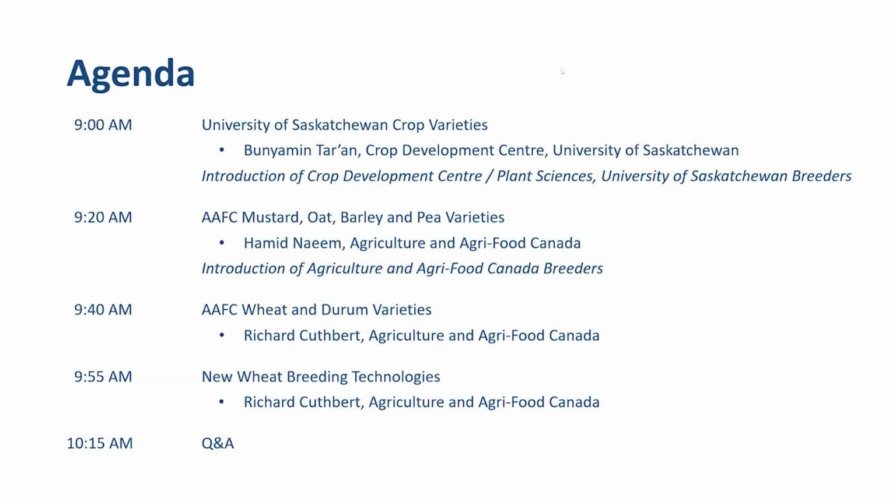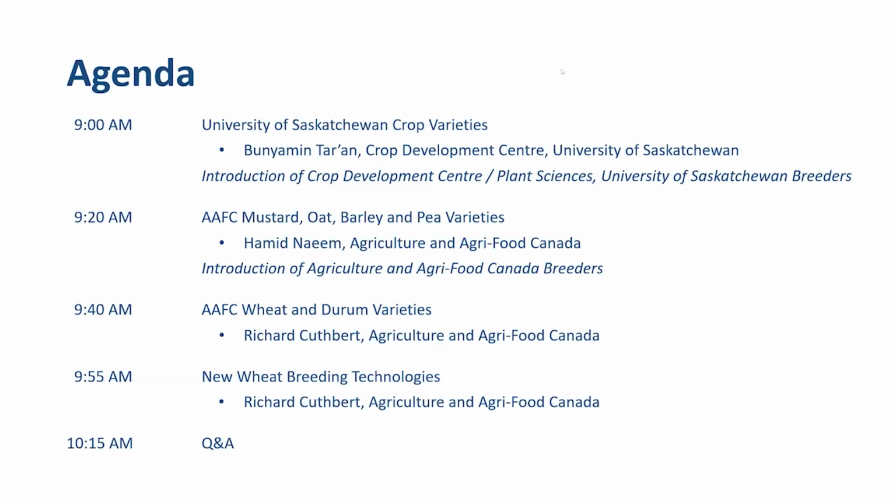Yeah, so in pulses, we use different places as a counter-season or winter nursery. For example, for lentil and faba bean, we use the nursery in New Zealand together with other crop like flax. And for field peas and chickpeas, we use the winter nursery in Yuma, Arizona. So that's a little bit closer and quite manageable. We can still be able to visit before COVID, I mean.